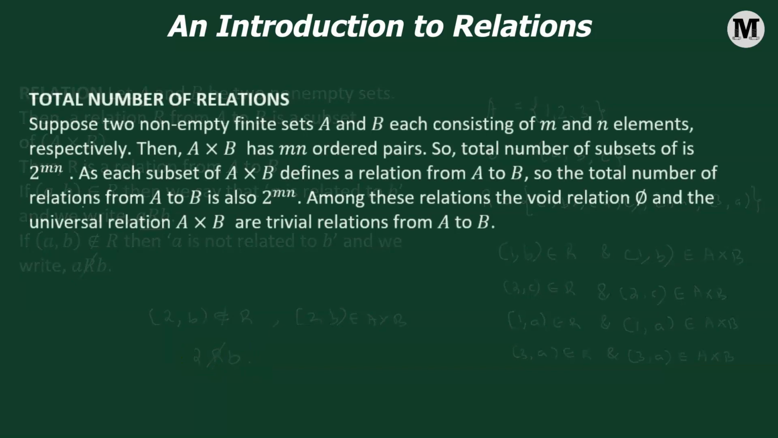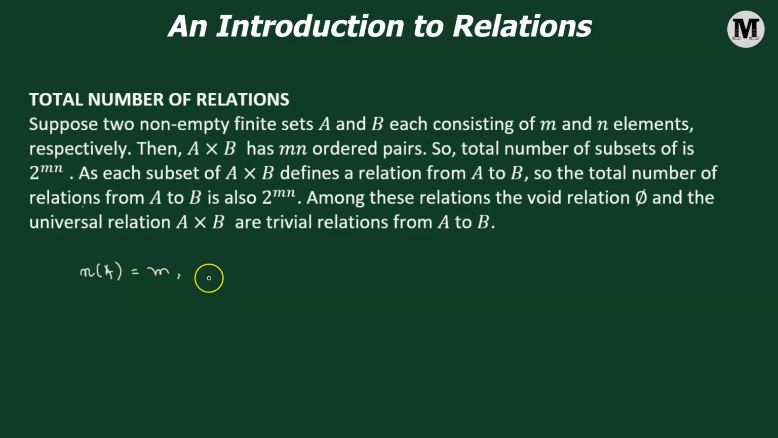Fine. Now that we have defined what relations are, let's talk about the total number of relations that are possible. We'll again consider two non-empty sets A and B, containing m and n elements respectively. The total number of elements in the set A is m, and the total number of elements in the second set, B, is n. Now the Cartesian product of A and B has mn ordered pairs.